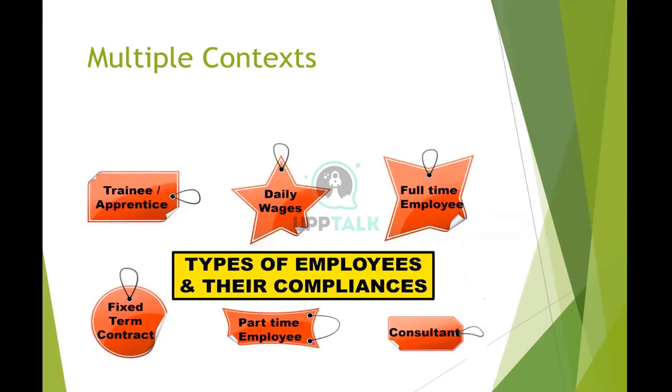Multiple contexts. We have different types of users: employee, contractor, consultant, supplier, full-time employee, part-time employee. In the US, we have hourly-based employees. We have different types of context. The complexity increases when we have different types of employees, because the norms and regulations for your employees are different compared to the contractors.